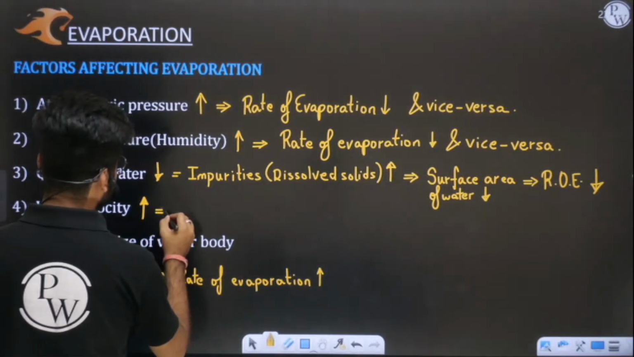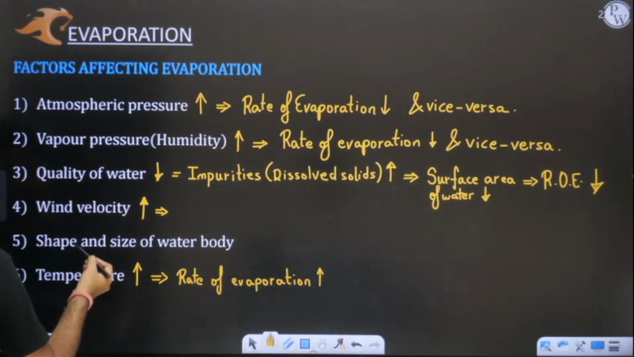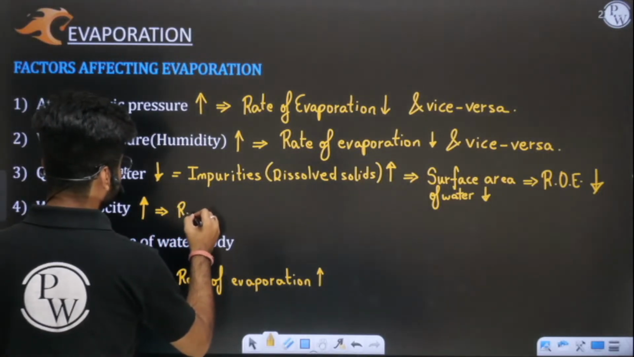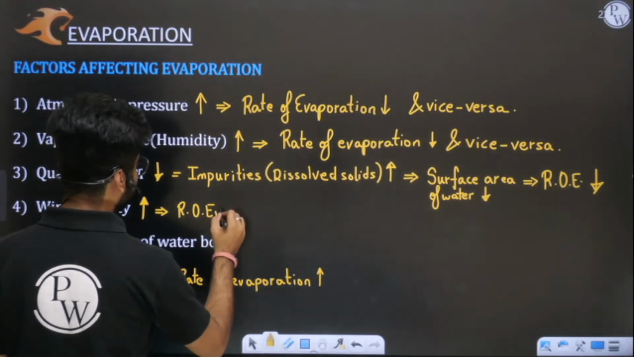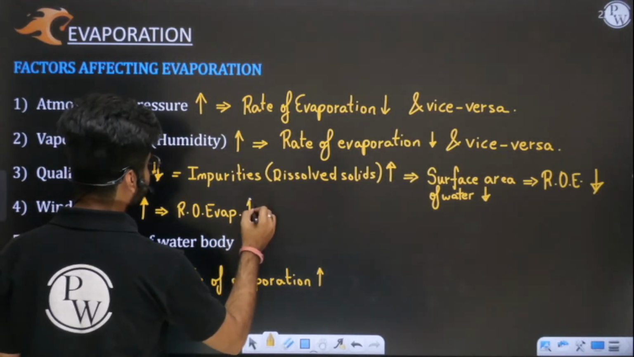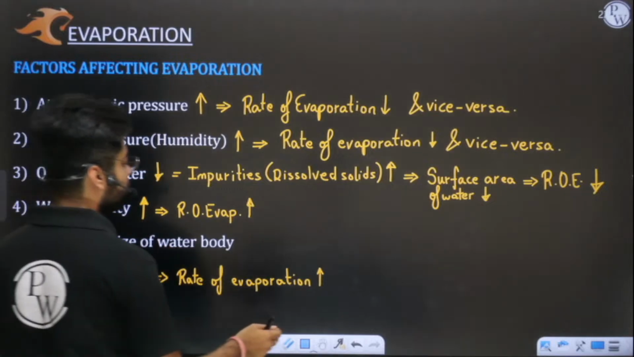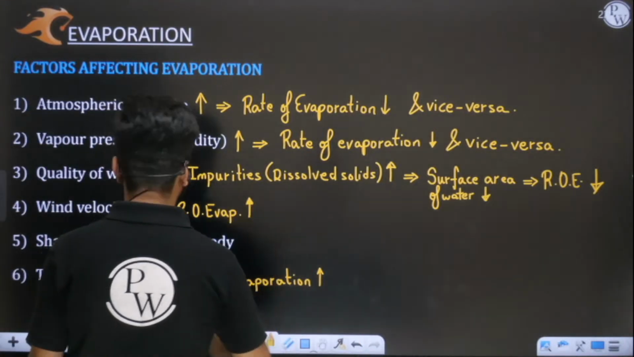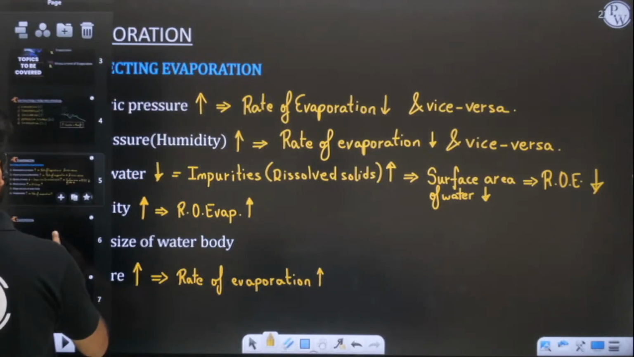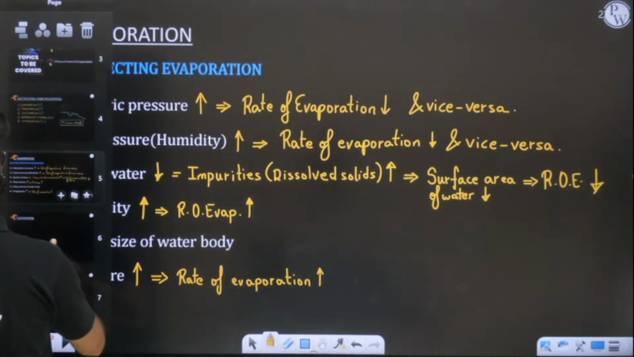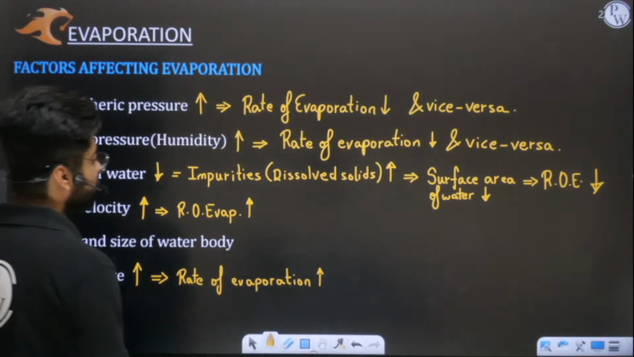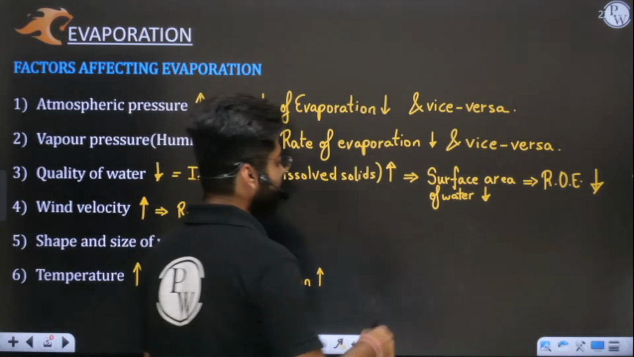Basically, we can write here that whenever wind velocity increases, my rate of evaporation increases, that is for sure. But why, sir? Why is this happening? In order to understand this wind velocity concept, we need to understand one thing.